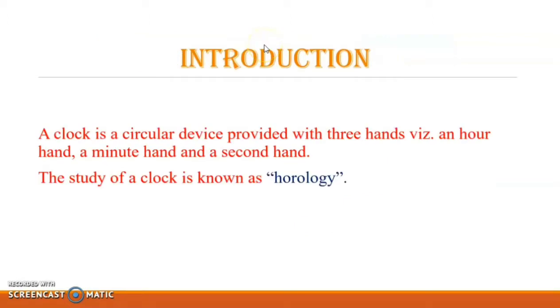To begin with, a clock is a circular device provided with three hands, which are an hour hand, a minute hand, and a second hand, and the study of it is known as horology. Now, this is something that you all know. Till now, we have been looking at it to know the time, but for the next 1 hour, our purpose will be different. That is, for the next 1 hour, we will be more interested in knowing the angle between any two hands in the clock than the time shown by the clock. So let's begin with the mission.